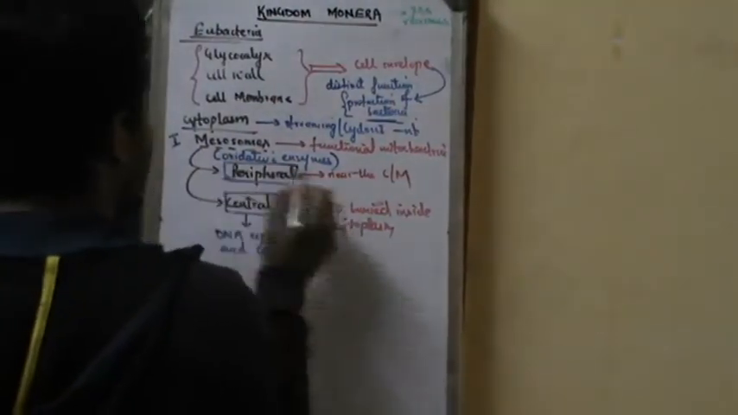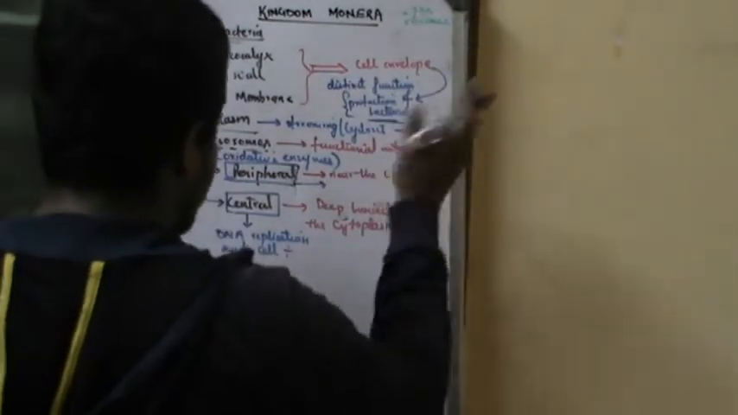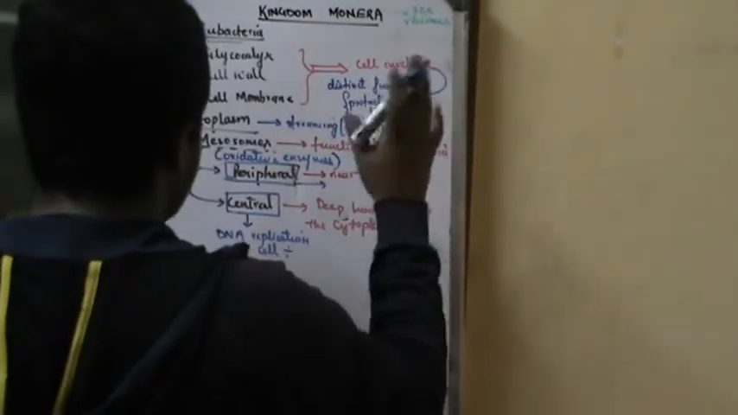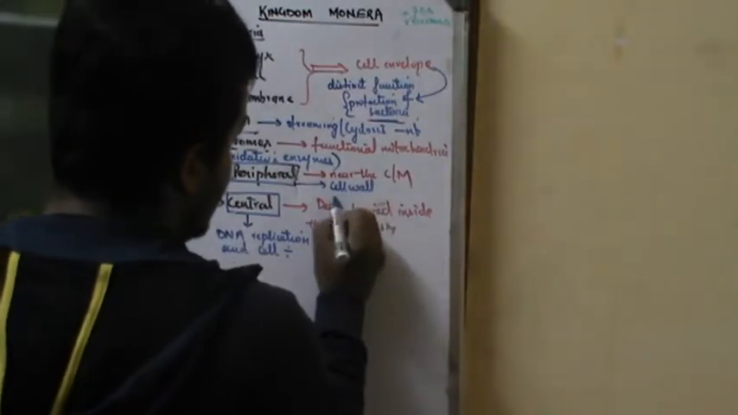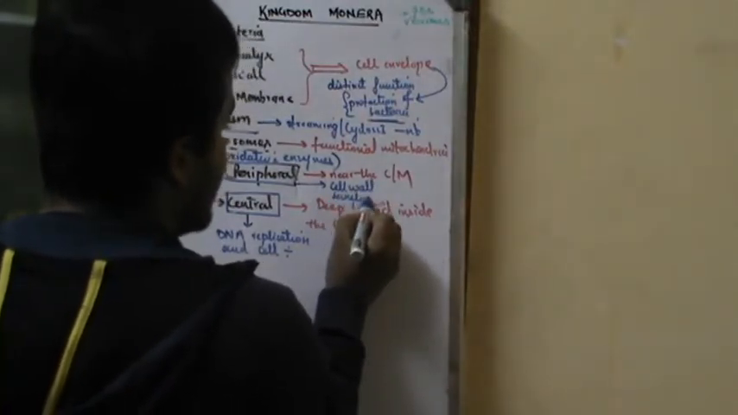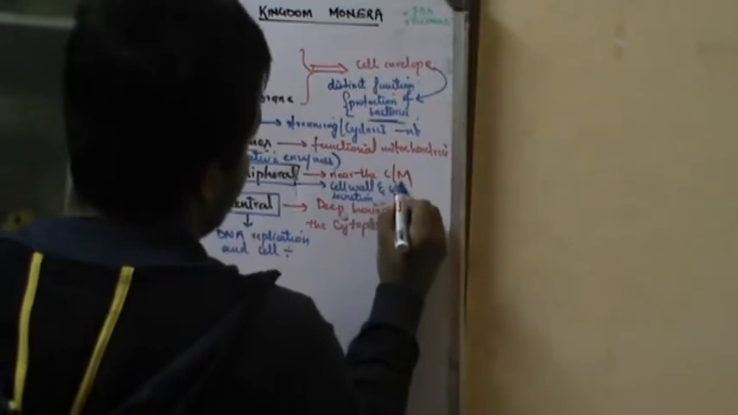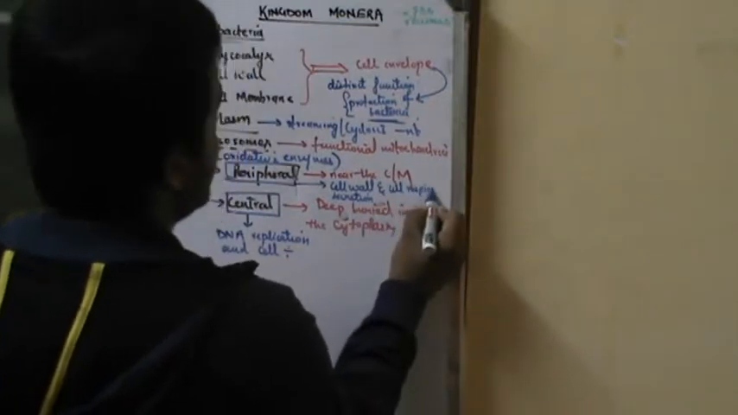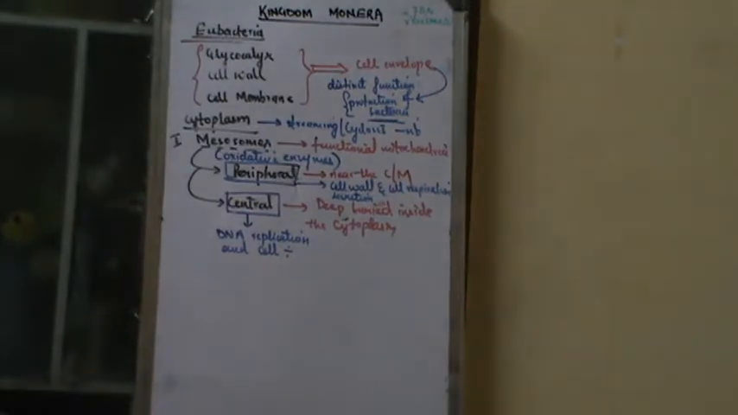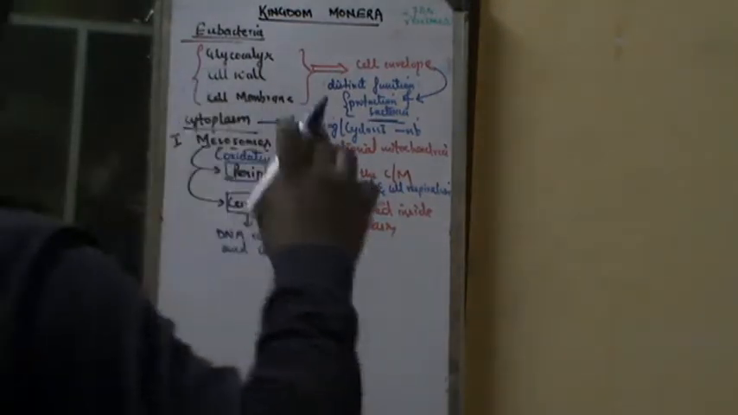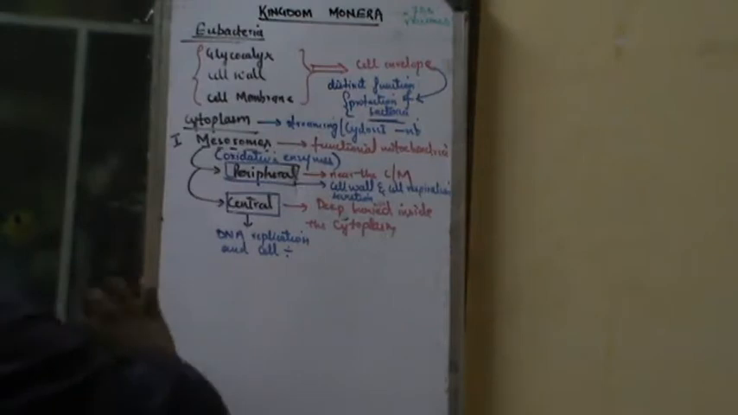The functions of the peripheral mesosomes are cell wall secretion and cell respiration. Cell wall secretion and cell respiration. These are direct NCERT examples I'm giving right away. It's going to be very important for you, right? There is one more thing you have to remember, child.